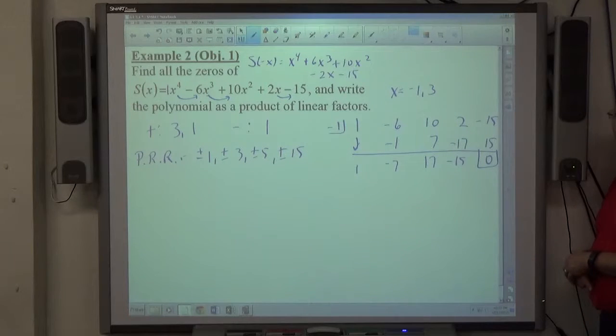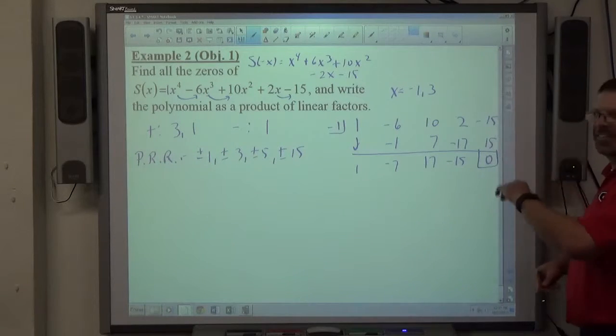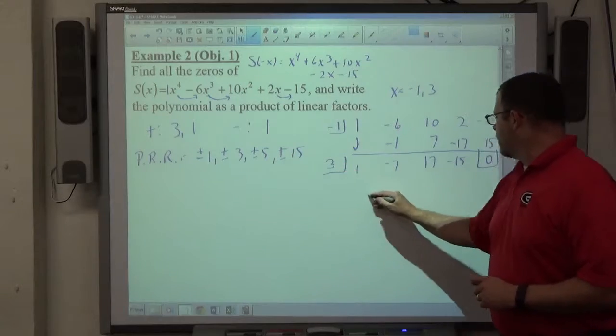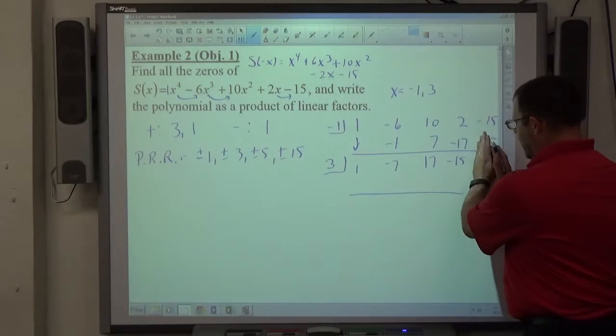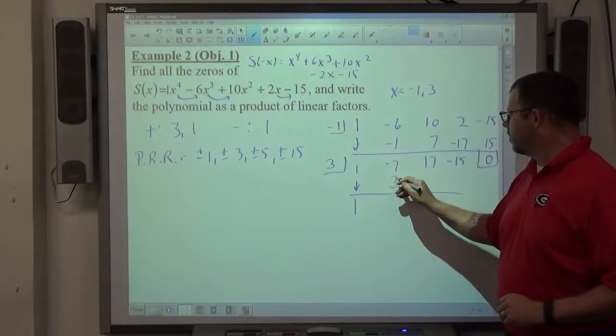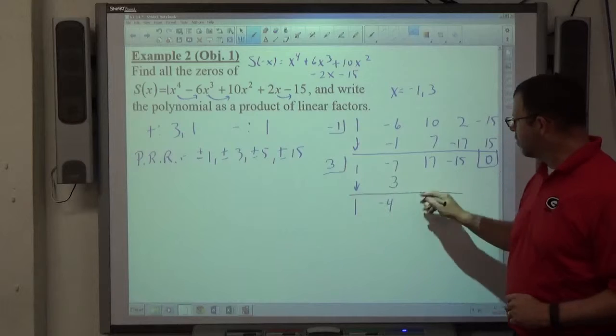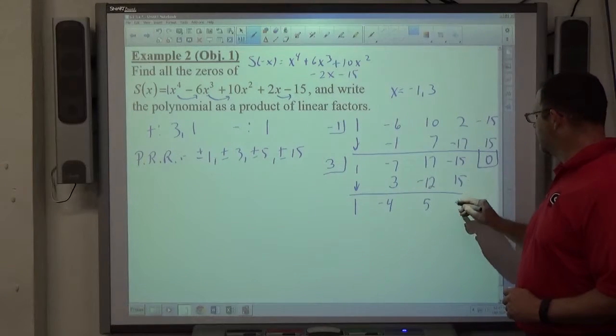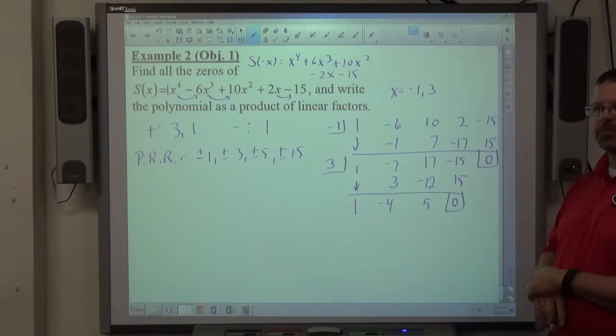Starting to sweat a little bit on that one. These numbers are getting bigger, but yeah, work it out. All right. And then we tried positive 3, same scenario. Now this is our reduced polynomial. That 0 is gone, so bring the 1 down. 3 times 1 is 3, plus negative 7 is negative 4, times 3 is negative 12, plus 17 is 5, times 3 is 15, plus negative 15 is 0. We get a remainder of 0.